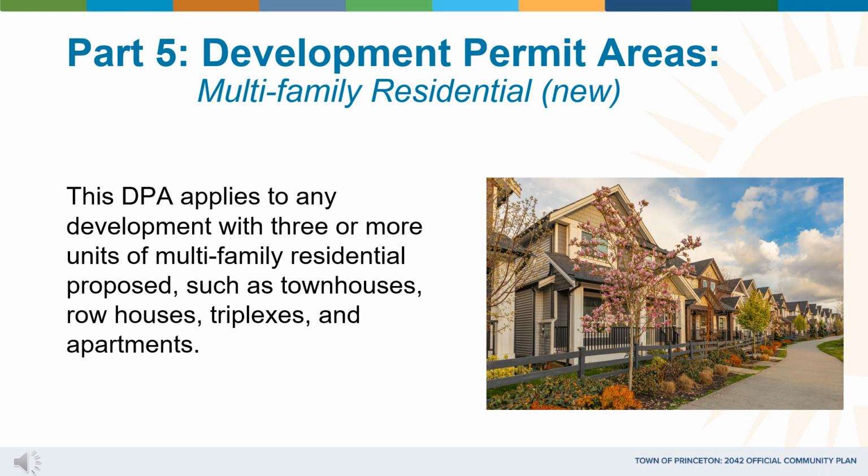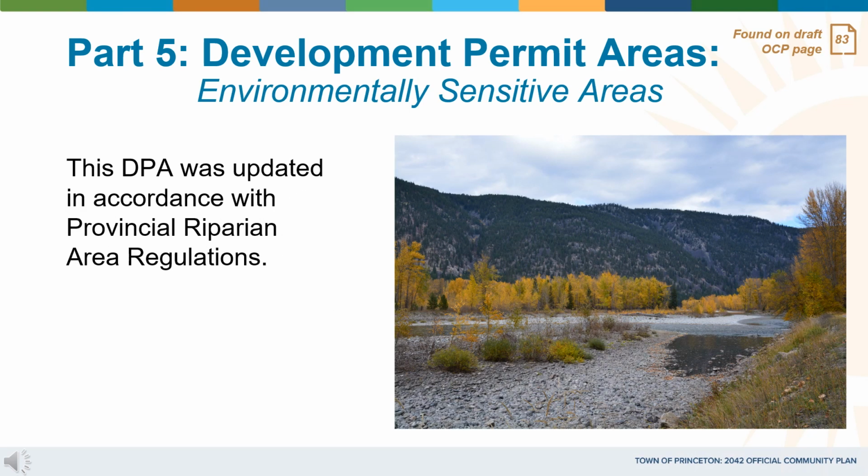This DPA applies to any development within the town boundaries with 3 or more units of multifamily residentials proposed, such as townhouses, row houses, triplexes, and apartments. DPA number 5, Environmentally Sensitive Areas, was updated in accordance with provincial riparian area regulations.